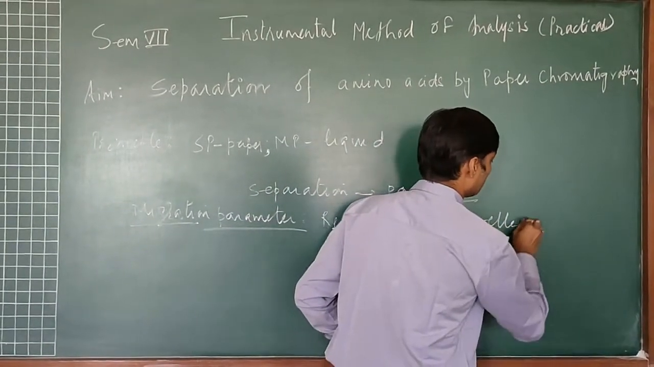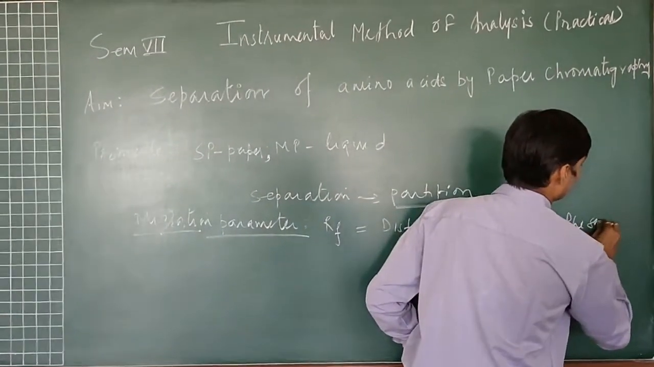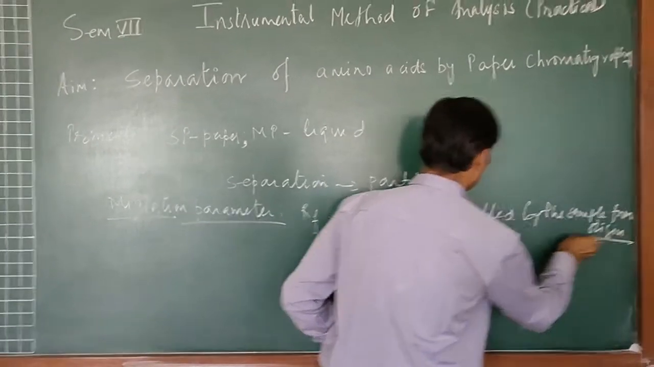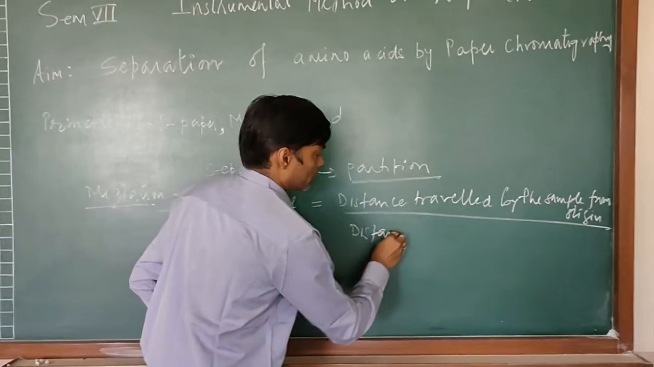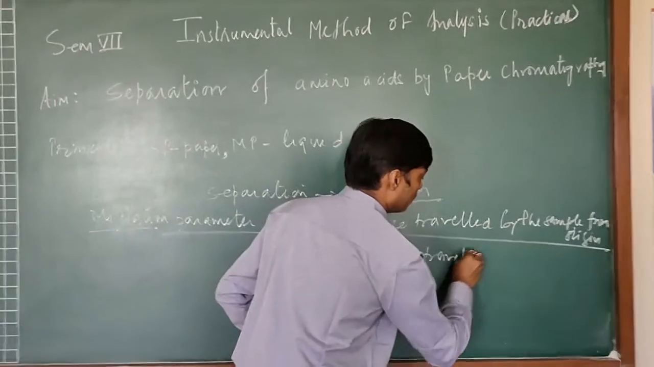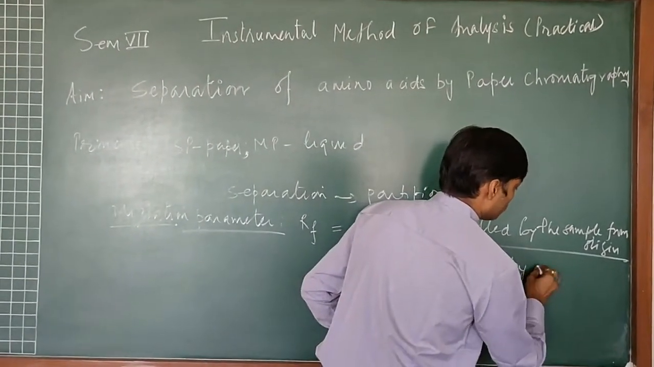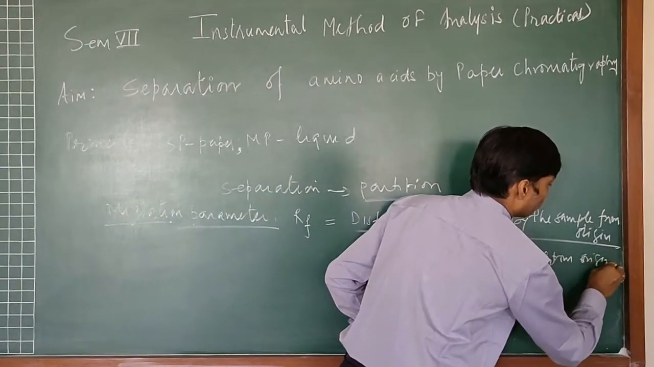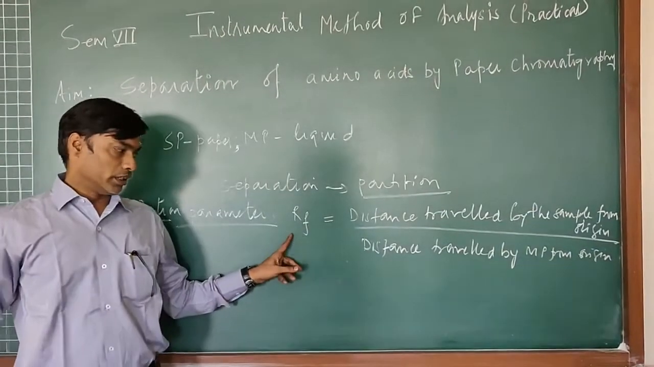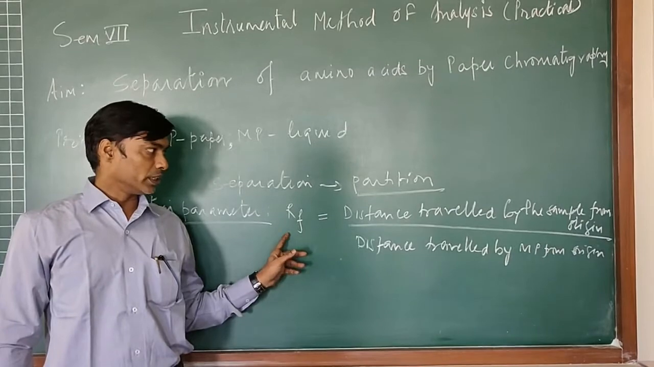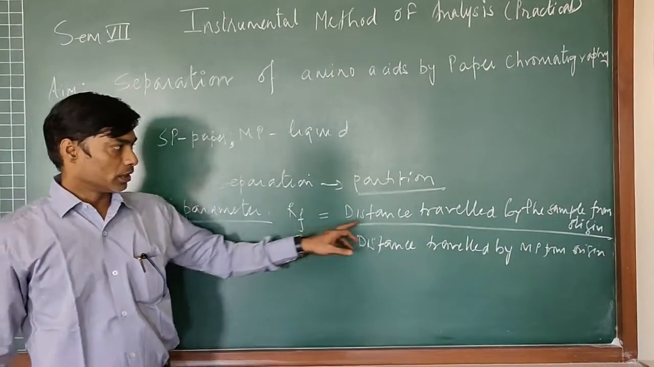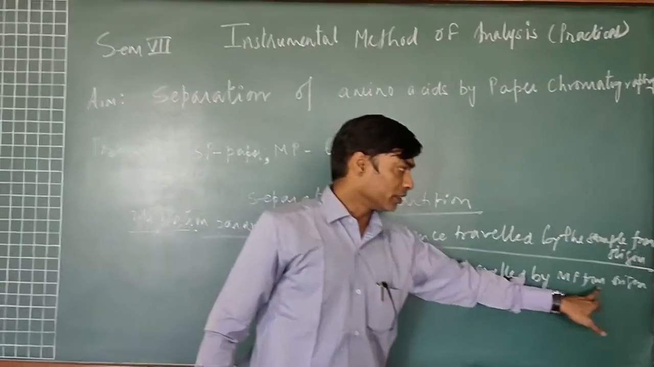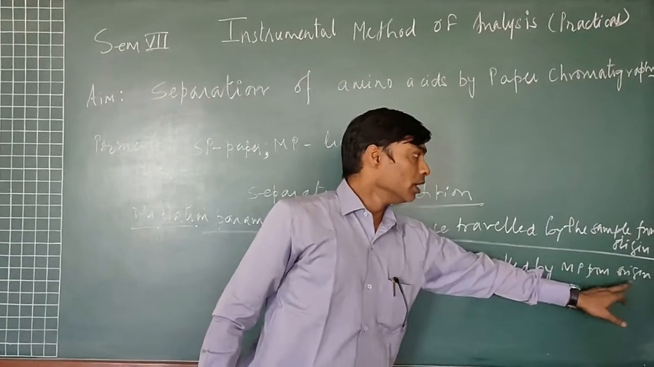distance traveled by the sample from origin to the distance traveled by mobile phase or say solvent from origin. So this is the qualitative parameter which we will be calculating once the experiment is over. The distance traveled by the sample from the origin line to the distance traveled by the mobile phase or the solvent used as mobile phase from the origin line.